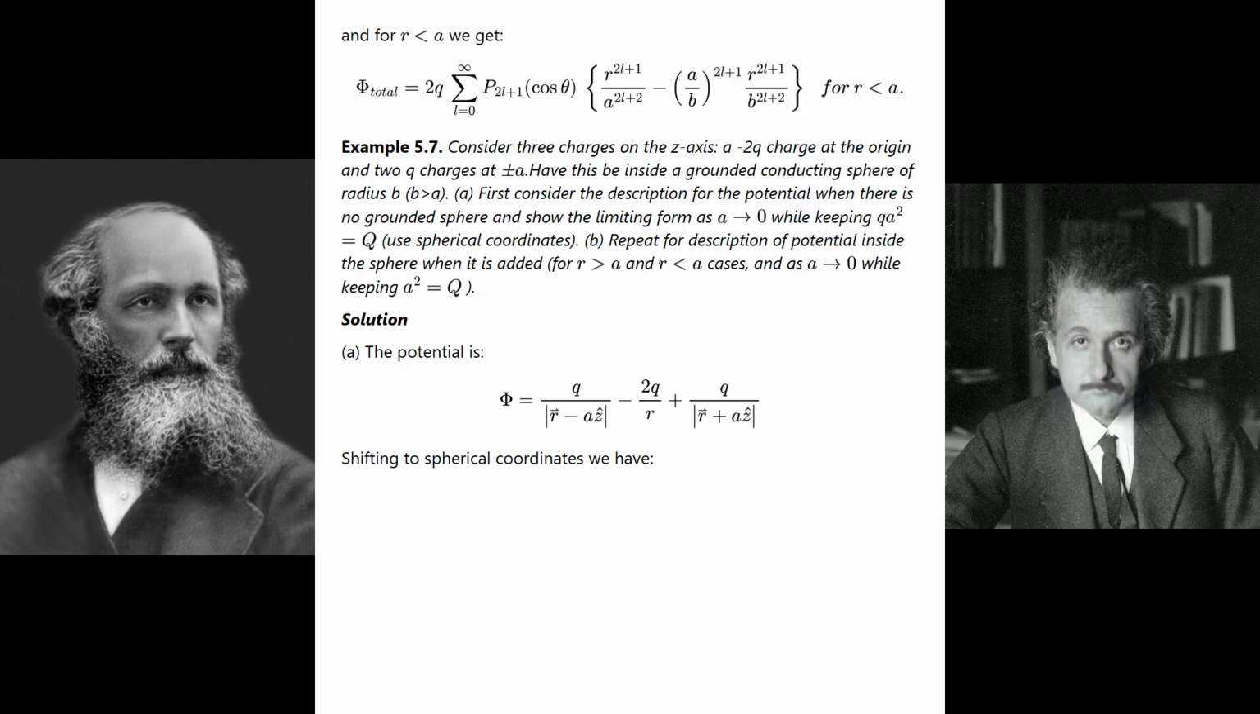see the equation. Example 5.7. Consider 3 charges on the z-axis. A -2q charge at the origin and q charges at plus or minus a, have this be inside a grounded conducting sphere of radius b greater than a. A. First consider the description for the potential when there is no grounded sphere and show the limiting form as a goes to 0 while keeping qa squared equals Q.